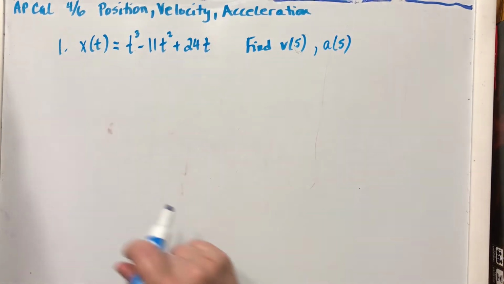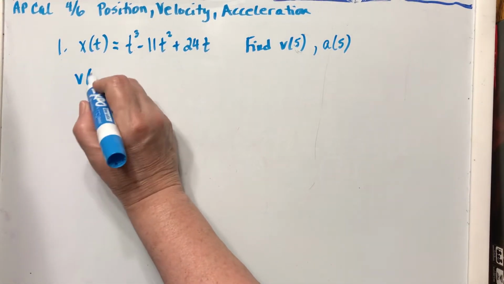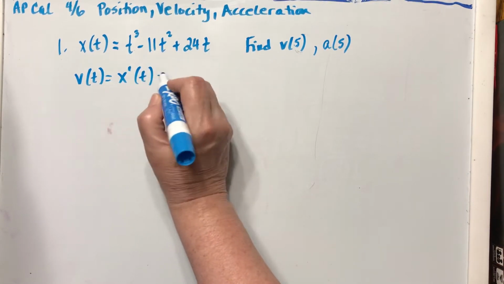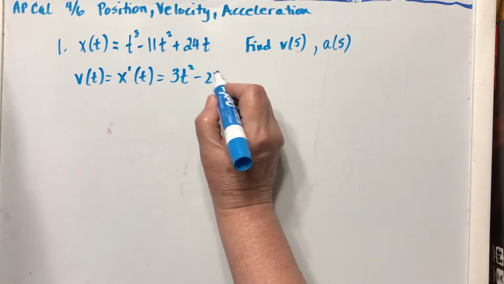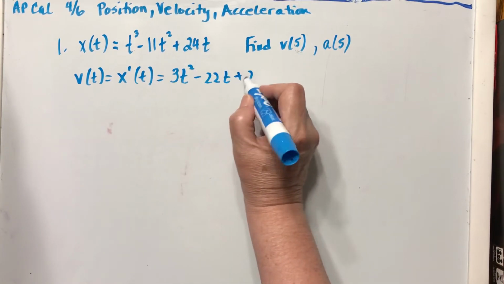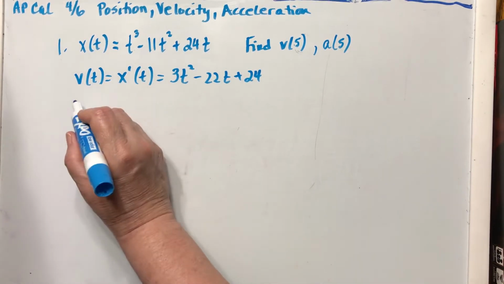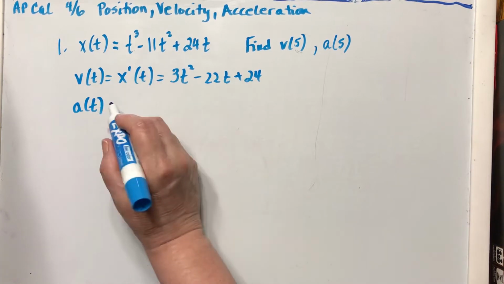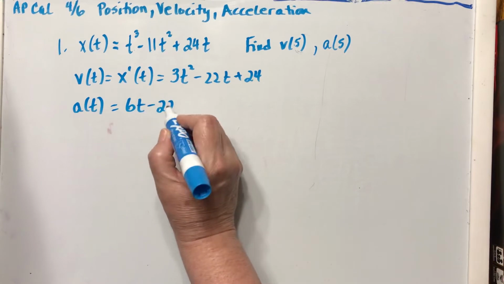Okay, we're given x of t. All right, so the velocity is simply the first derivative of our position function. So that's going to be x prime of t. Our derivative is going to be 3t squared minus 22t plus 24. So there's our velocity. And then acceleration is just the derivative of the velocity, the second derivative of our position function. So that's going to be 6t minus 22.